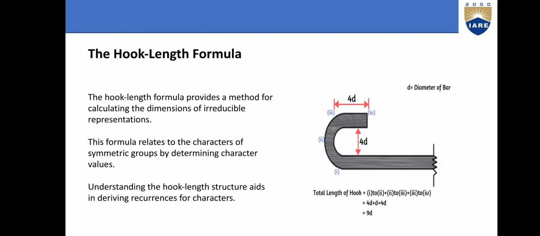Total length of hook equal to the sum of the lengths from first to second, plus second to third, plus third to fourth, which are their lengths. The sum of all lengths equal to total length of a hook. Here d equal to diameter of bar. The total length of this hook is 9d.